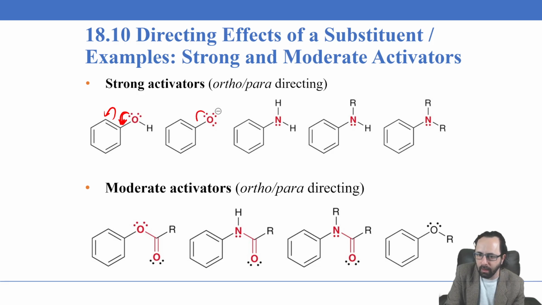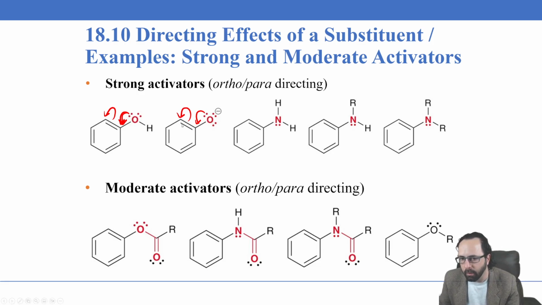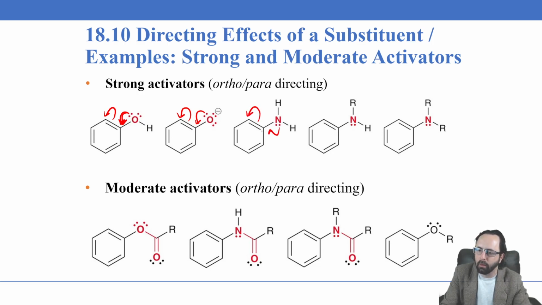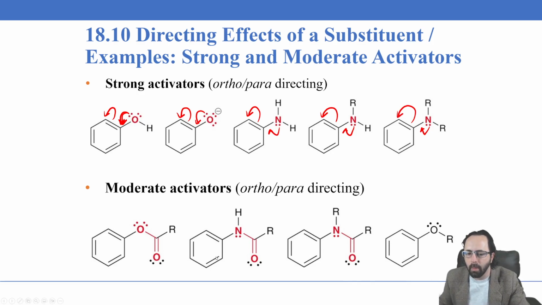Likewise, we have, again, an allylic lone pair here with the benzoxy radical. That's going to, again, donate electron density as a lone pair here, with a carbanion on this carbon. Likewise, again, allylic lone pair here, we can donate electron density. So all of these are strong activators by donating electron density to the ring through resonance.